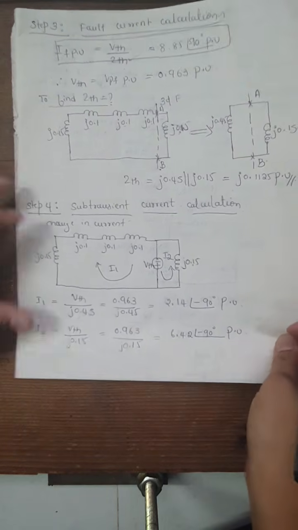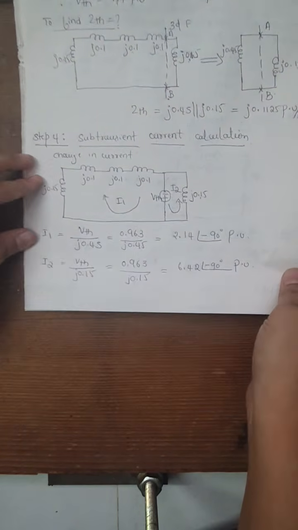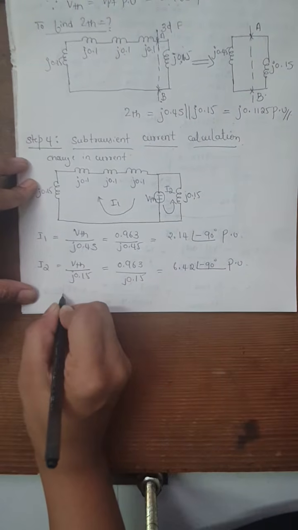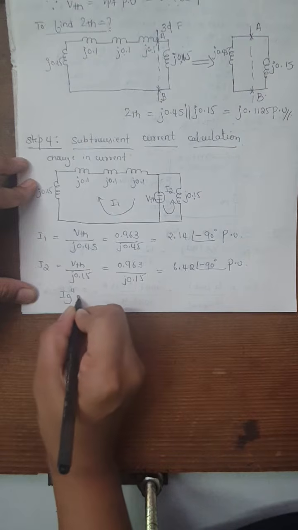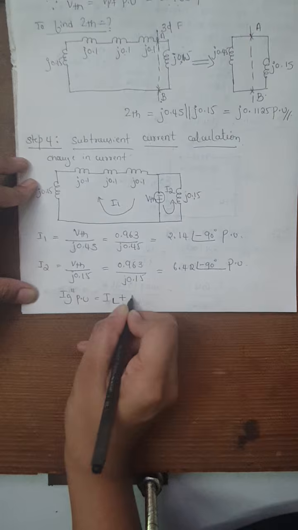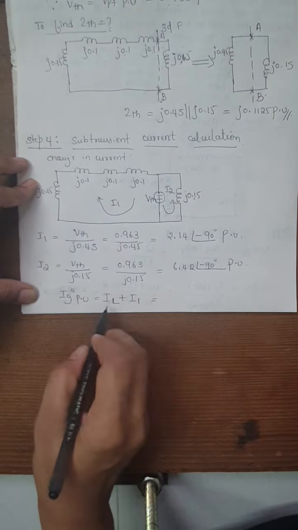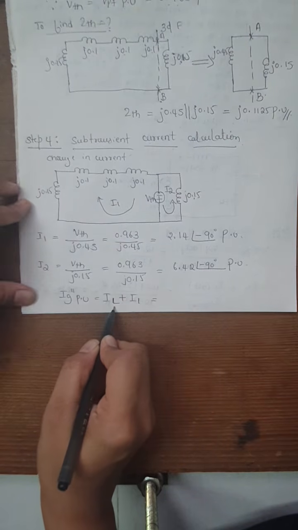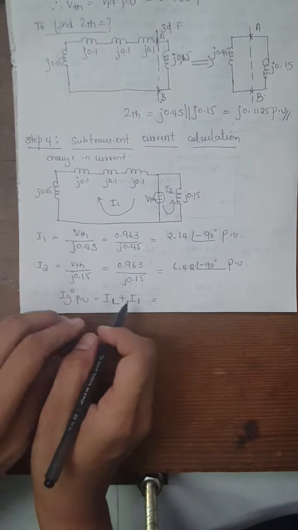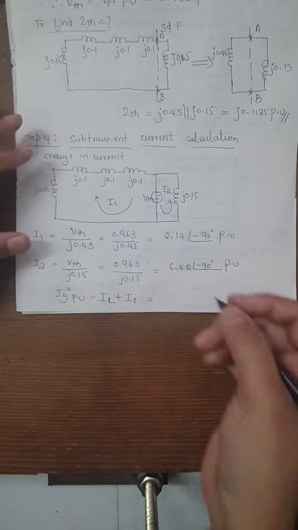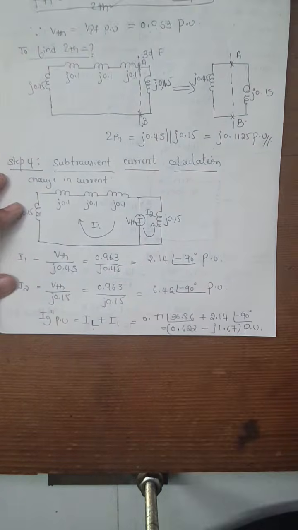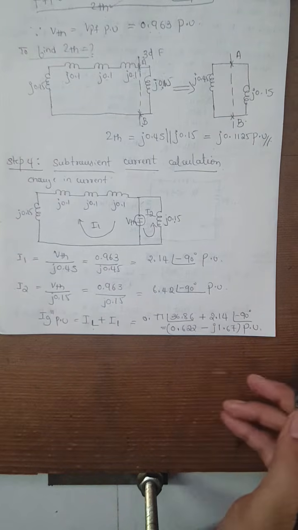So next we will do the generator subtransient current calculation. Already you know the formula from the previous problem itself. So Ig double dash per unit will be equal to IL plus I1. This IL value we calculated in step 2 itself, so the same value we will consider here from step 2. So directly I'll write the answer. So I calculated the final value.